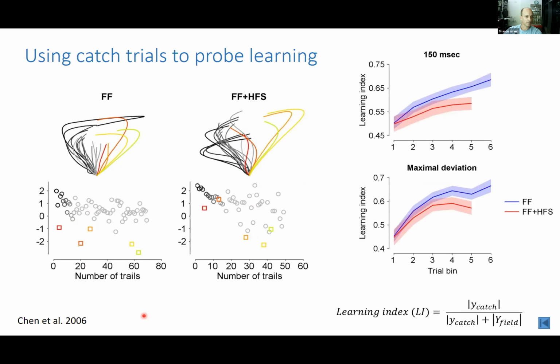To quantify the effect of HFS on catch trial performance, we use the learning index that was previously suggested by Chen and colleagues in 2006. The learning index expresses the ratio between the deviation during catch trials and the neighboring force field trials. Corresponding with our previous results, application of HFS during adaptation significantly decreases learning index values here and here.